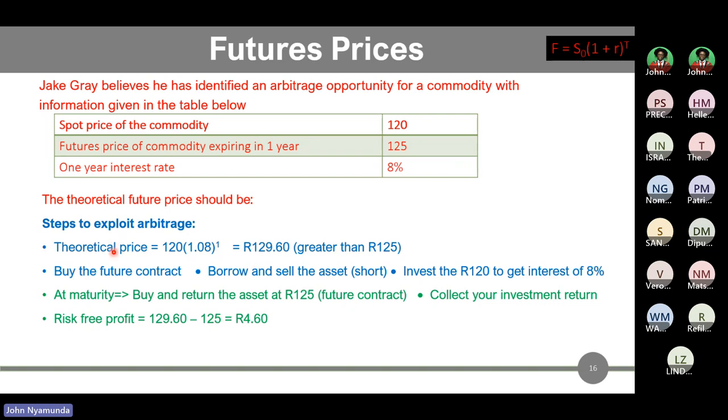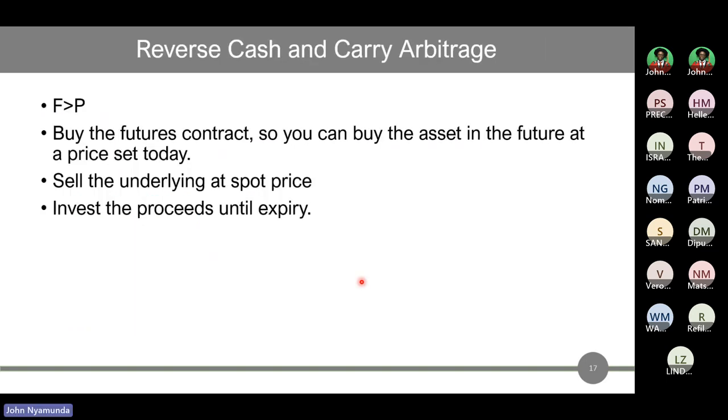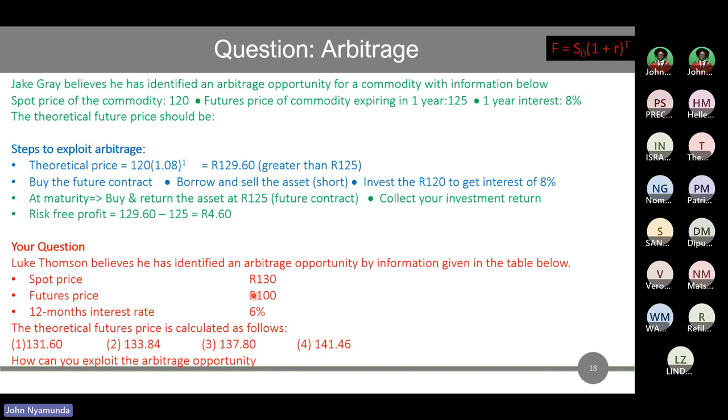So the first step, ladies and gentlemen, is to identify whether the futures price equals the theoretical one. If it's different, there's an arbitrage opportunity. If your theoretical futures price, the one you calculate, is greater than the actual one, you buy the contract, short the asset, and invest. You say, I can do that. Here's your question.